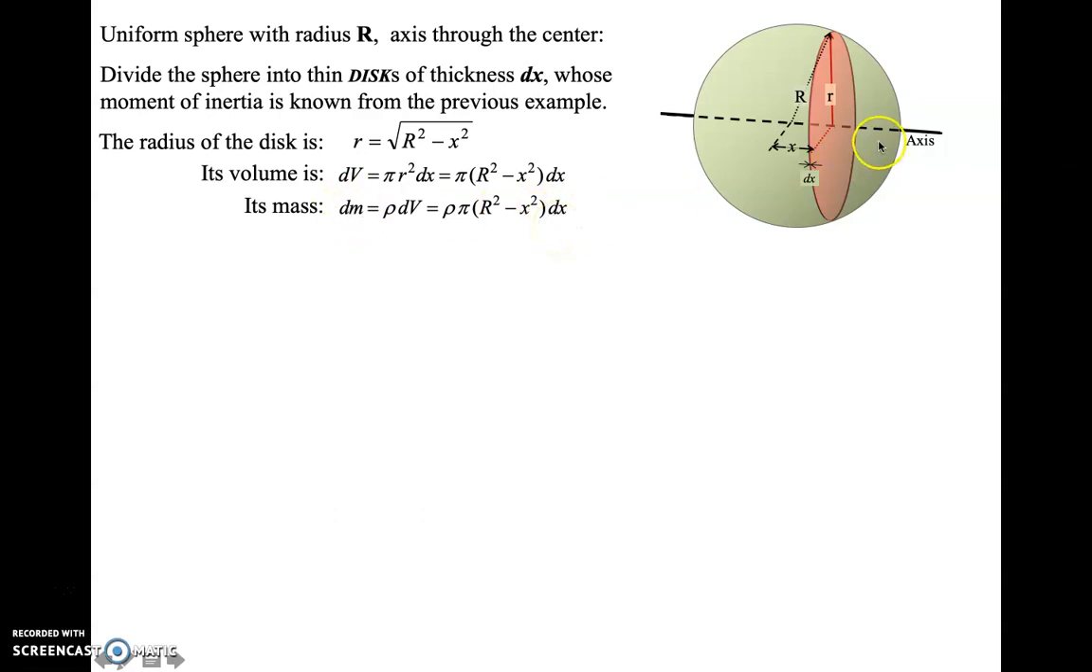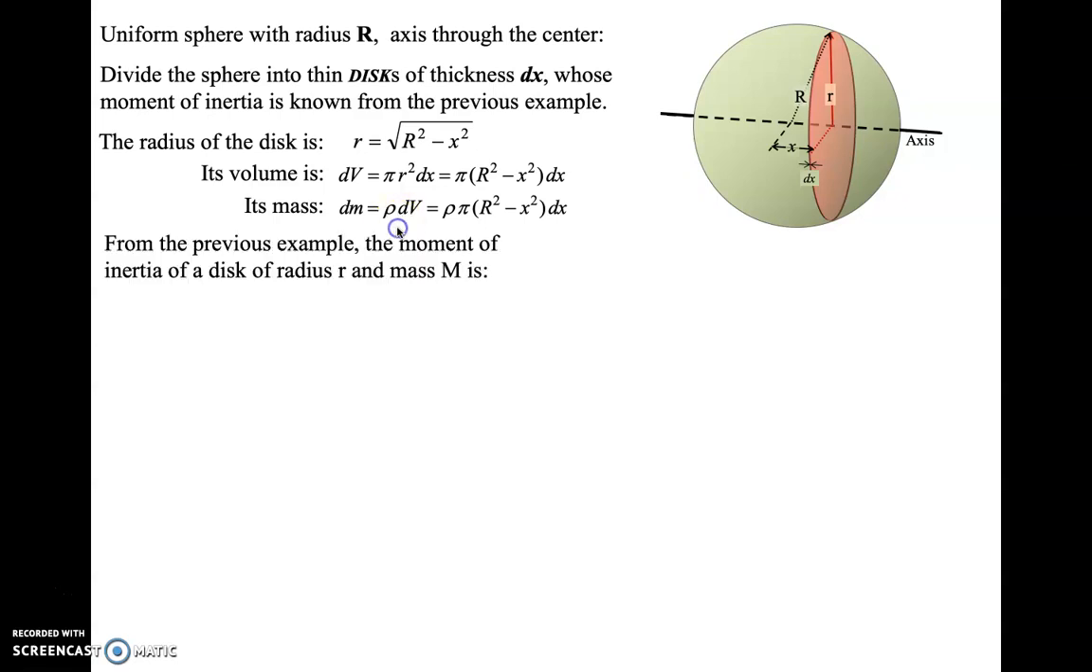Now, one of the problems, though, is as I integrate along this axis, this radius varies. And I don't have a way of incorporating that into this expression, the way it's stated right now. I've got integration is integral of r squared dm, but r varies, and I've got to have it varied in terms of x. So let's go back to that previous example.